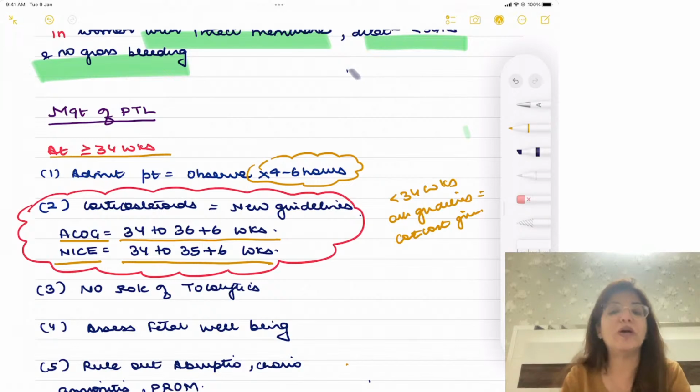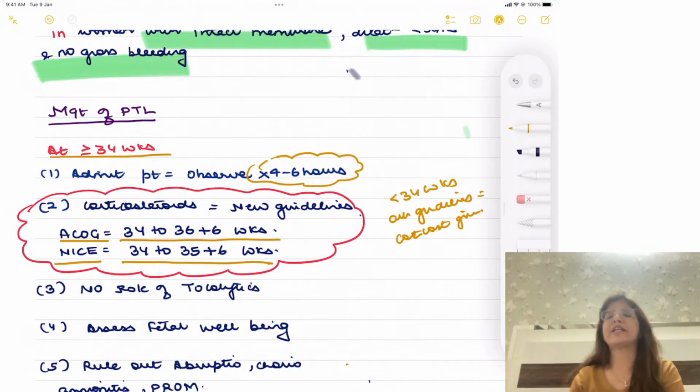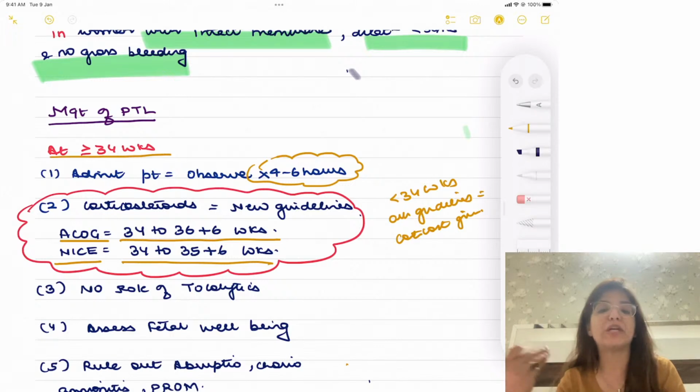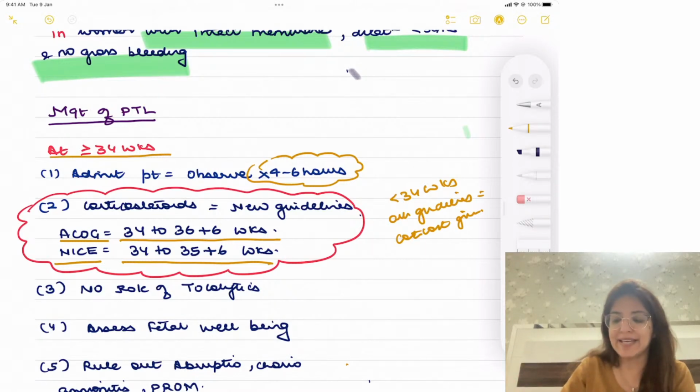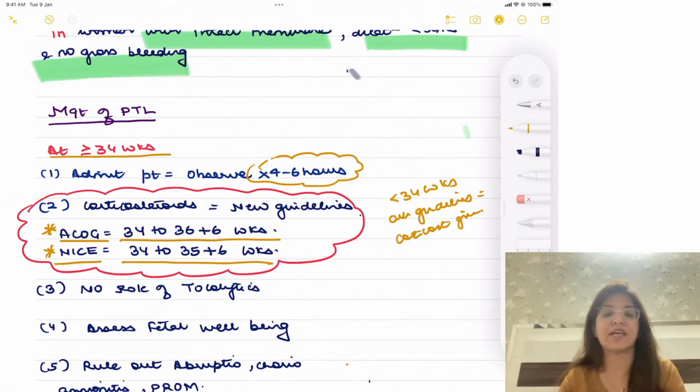So now the newer guidelines, although still in your hospitals you will see that many clinicians don't give corticosteroid if preterm labor is happening beyond 34 weeks. But now the guidelines say that if preterm labor is happening even beyond 34 weeks, you should be giving corticosteroids. And I have told you exactly what ACOG guidelines say and what NICE guidelines say.